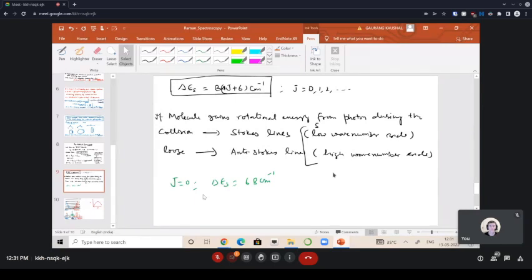You are saying emission and absorption, no? It is not like that. It is like taking the energy from the photon or giving the energy to the photon. So Stokes and anti-Stokes lines basically represent giving and taking energy from the photons. So that is the rotational spectrum, and J is plus minus 2.